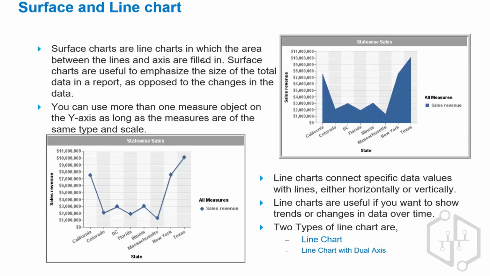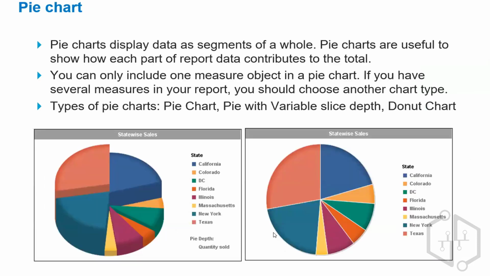Surface charts are line charts in which the area between the lines and axes is filled in. Surface charts are useful to emphasize the size of total data in a report as opposed to changes in the data. So if the size matters, we can use surface charts. If how it is changing matters, we can use the line chart.